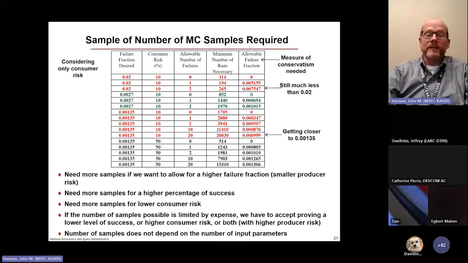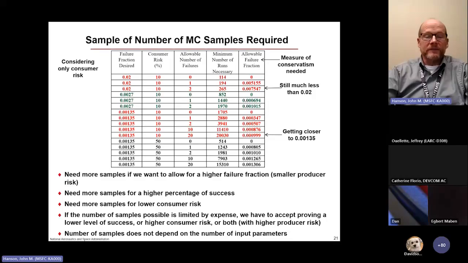So with a 10% consumer risk in the first three cases, you can see that as I do more samples and allow for more failures, the allowable failure fraction increases. So I don't have to have as much conservatism in my design as I increase the number of samples because I get a higher allowable failure fraction. And that trend happens all the way down the page here as you take each case and increase the number of samples.